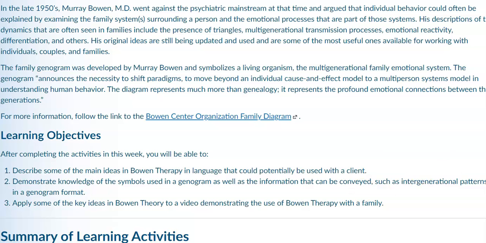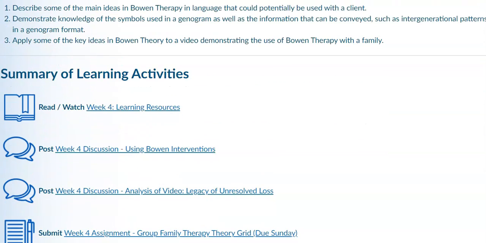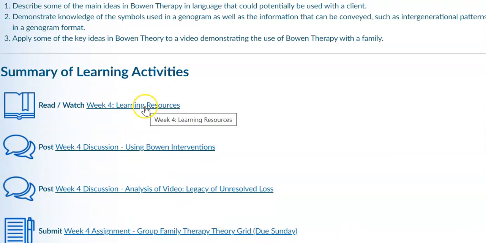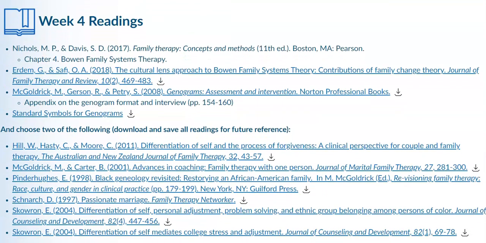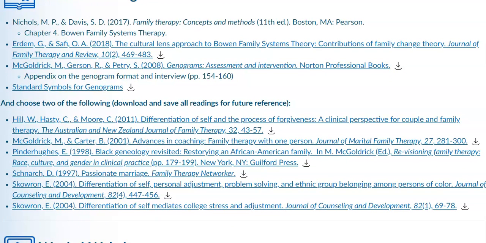Next, we'll move to looking at the learning activities. The first is to look at the readings for the week from the text. We have chapter 4 on Bowen Family Systems Theory. We have several articles, including looking at genograms, assessment and intervention, and standard symbols for genograms. You are also asked to select 2 of the following articles, but to download all of the articles for future references.